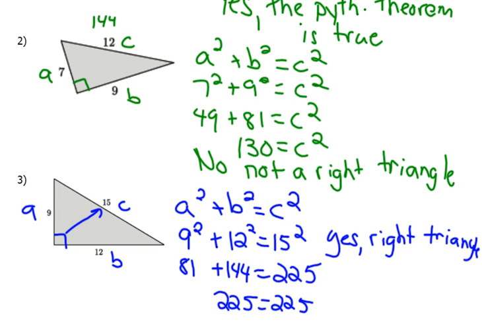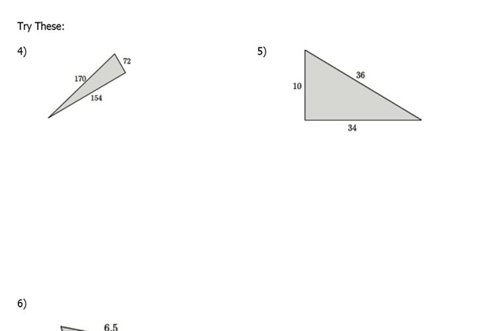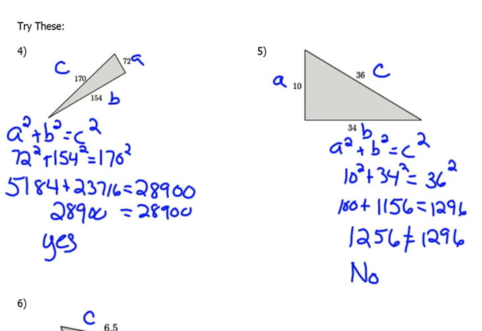Okay, let's see what we got on the next page. All right, so I want you to try these and then pause the video and come back and see how you did. Okay, number 4, you should have ended up that yes, that is a right triangle because we get 28900 equals 28900. They match, so yes, that is. In number 5, it turns out that it is not. When you square and add for A and B, you get 1,256. When you square C, you get 1,296, so they're close, but they have to be exact. So this one was a no.